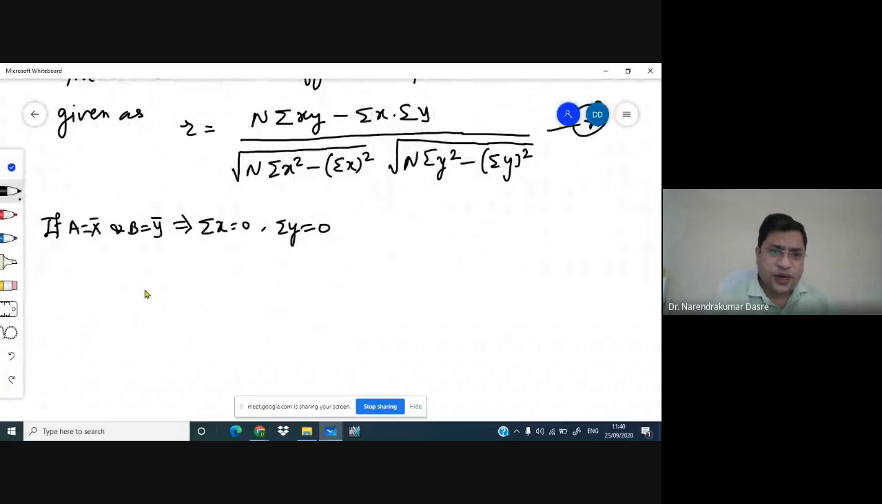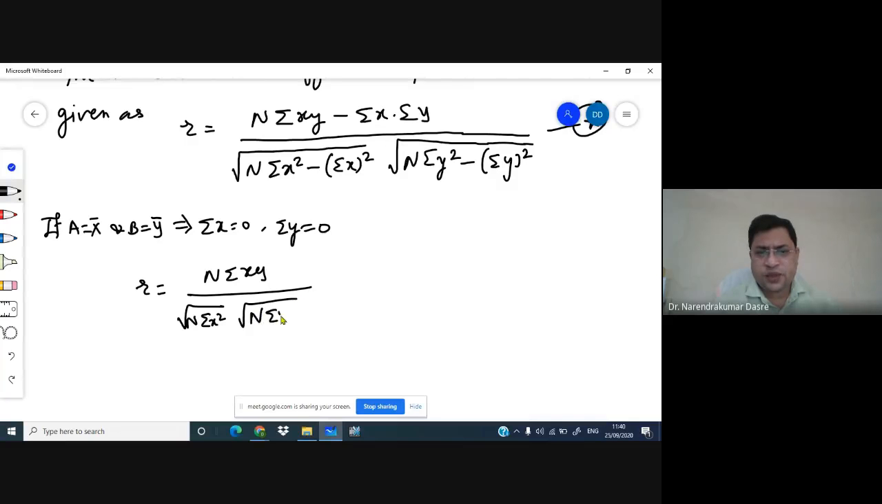You will have r is equal to n times summation xy, and here you have square root of n times summation x square, and square root of n times summation y square.